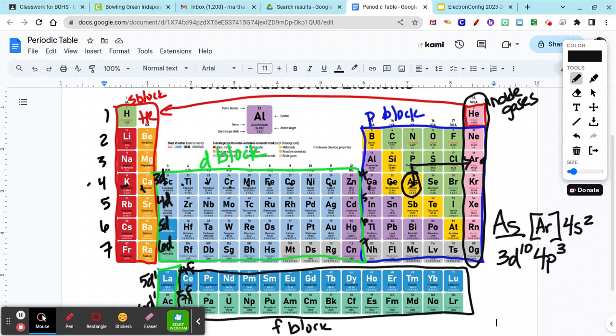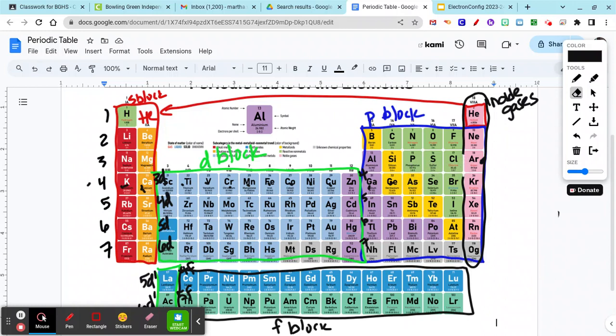Okay, so let's do another example or two. I'm going to do some that are at the very bottom to show you how to do that. Let's erase this, erase arsenic.